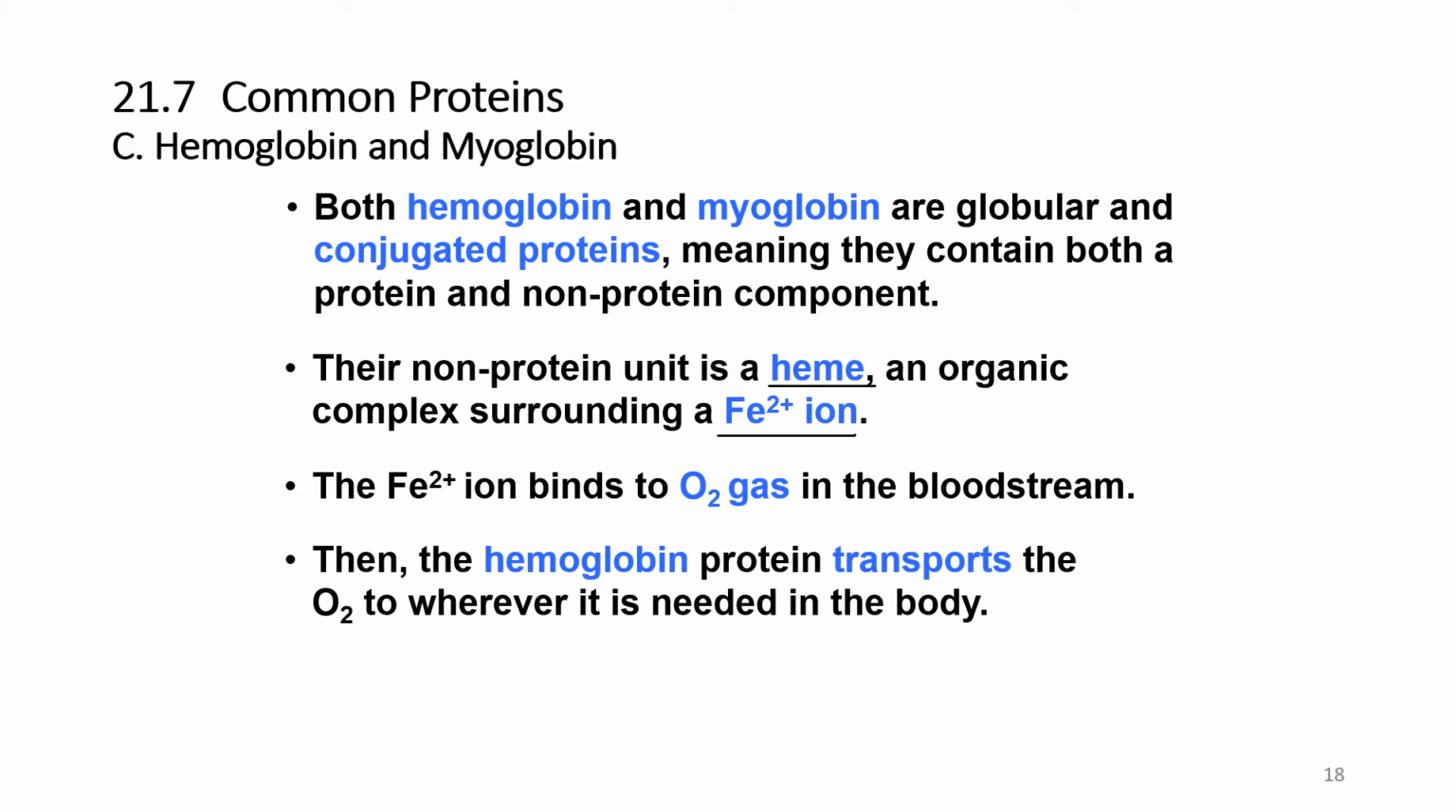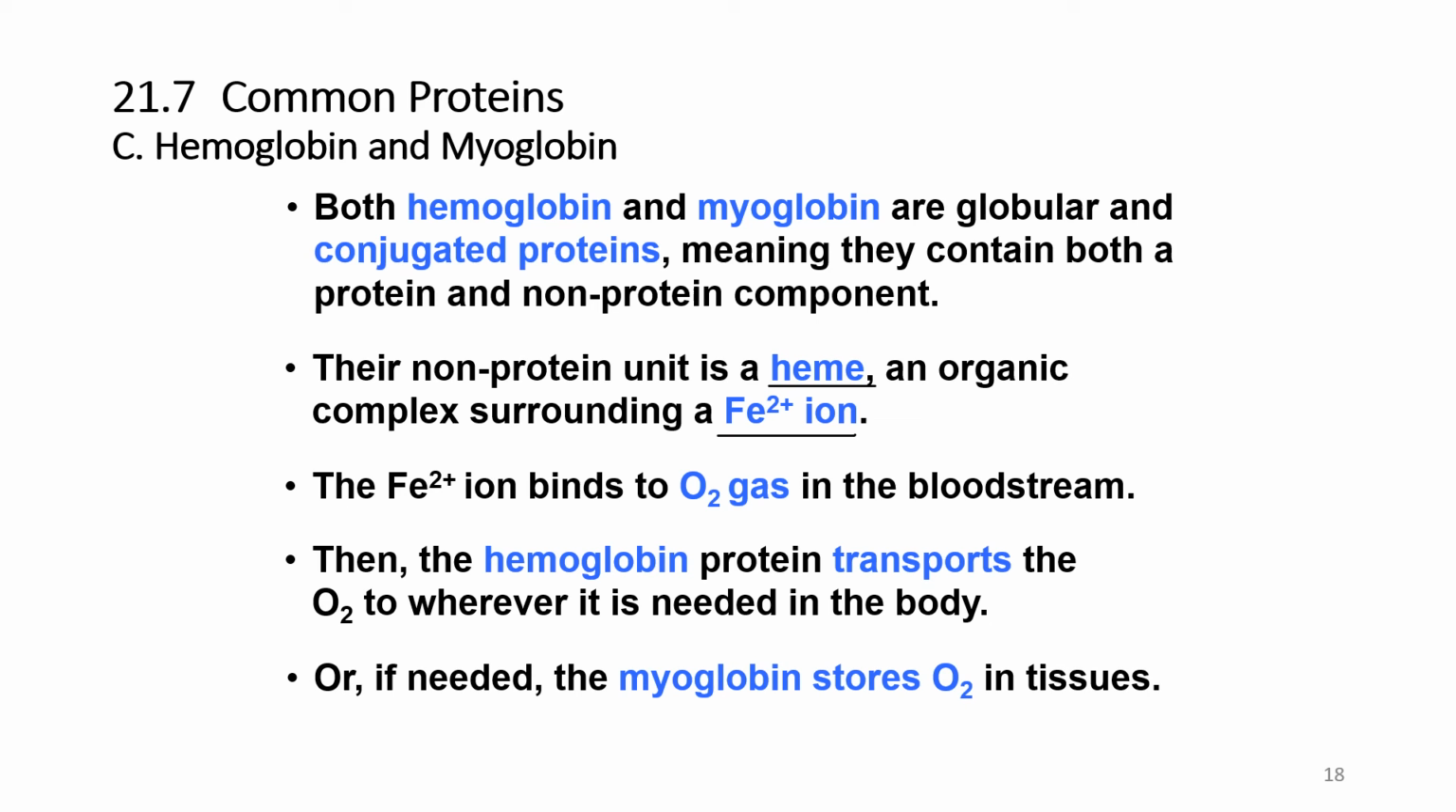So hemoglobin can actually bind, there are 4 subunits, and there are 4 heme groups, 1 in each subunit, so it can transport 4 molecular oxygens at one time. Or, if needed, myoglobin stores O2 in the tissues. So it enables us to reserve a little bit of oxygen.